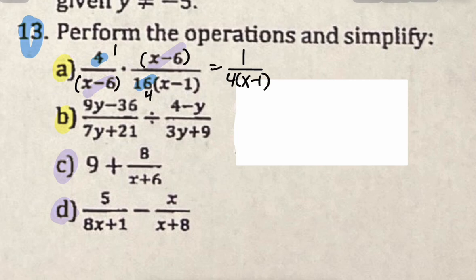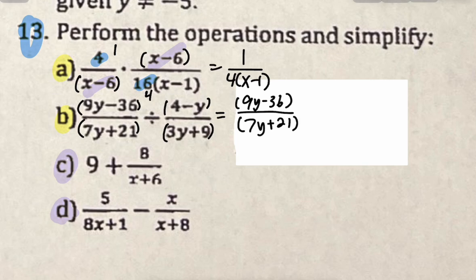Now let's talk about B. Now A is a multiplication, B is a division. So there's a few different things that we need to think about for B. The first thing we're going to do, again, let's use our parentheses. We're going to turn it into a multiplication. To divide by a fraction is the same as multiplying by its reciprocal. So let's just make this 9y minus 36 over 7y plus 21 times 3y plus 9 over 4 minus y.